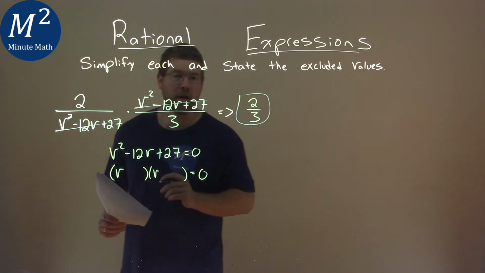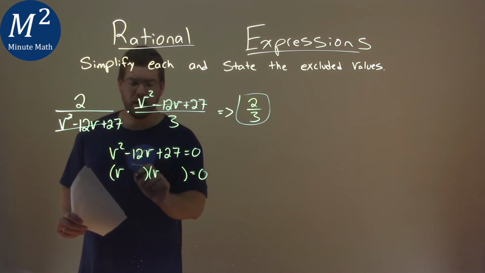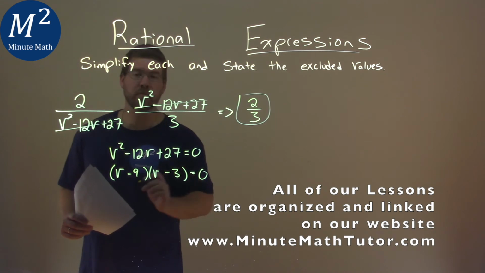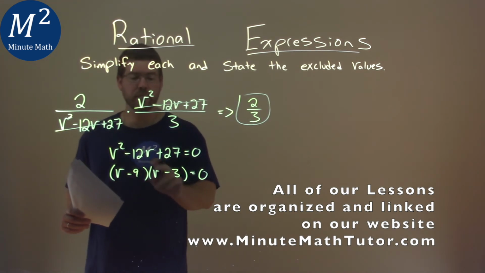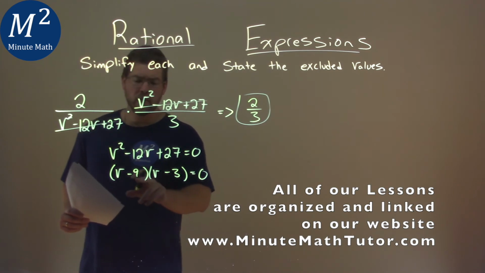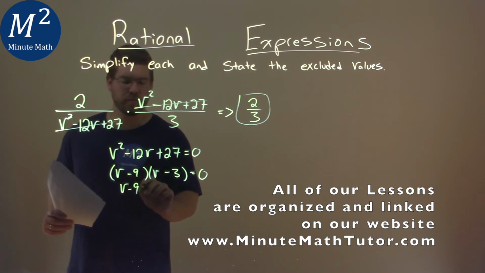What two numbers multiply to be a positive 27 but add to be a negative 12? That's a negative 9 and a negative 3. Negative 9 times negative 3, positive 27. Add the two, negative 12. So now we can set each of these parts equal to 0 individually to solve.